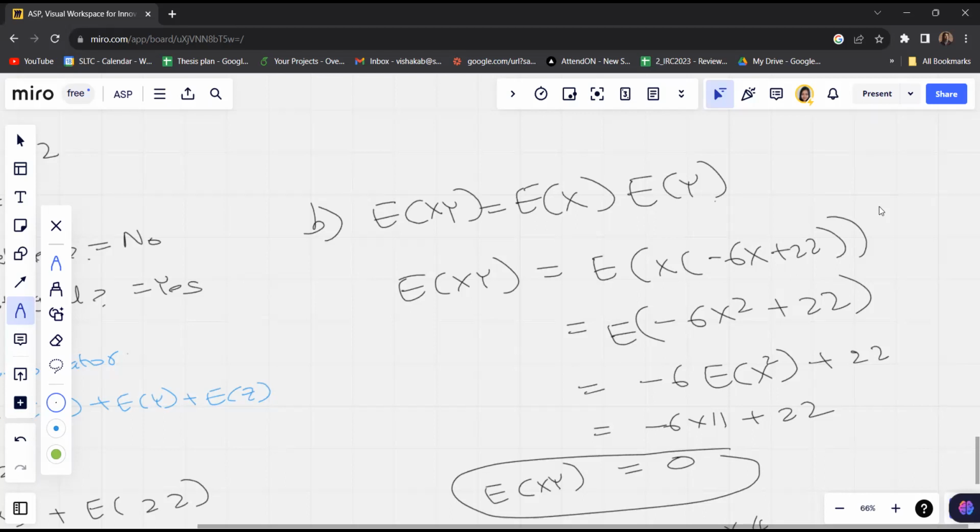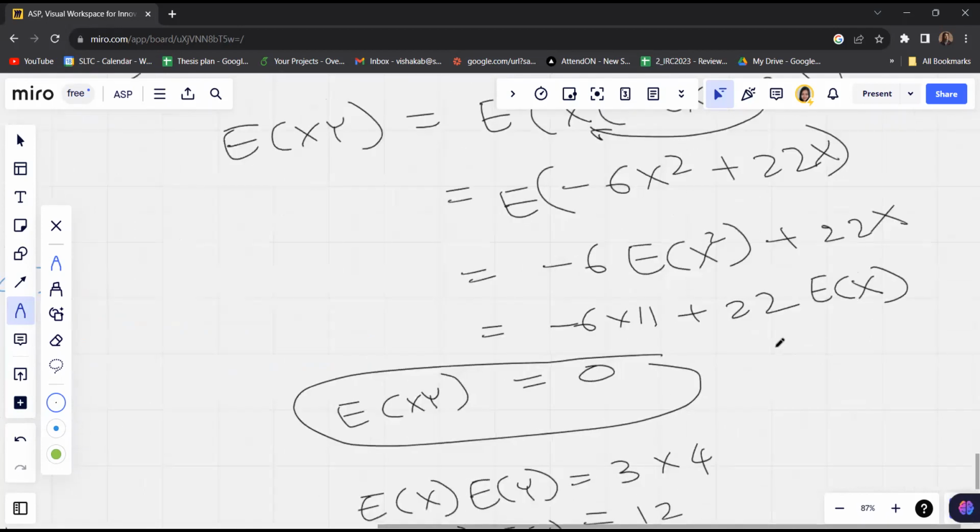Sorry, in here it should actually be x, right? I have not multiplied the 22 with x. And in that case, if I take the expectation of x, then it should be minus 6 into E[X squared], which is 11, and here E[X] is going to be 3. So finally, it's going to be minus 66 plus again 66. Yep, got it. Thank you very much.